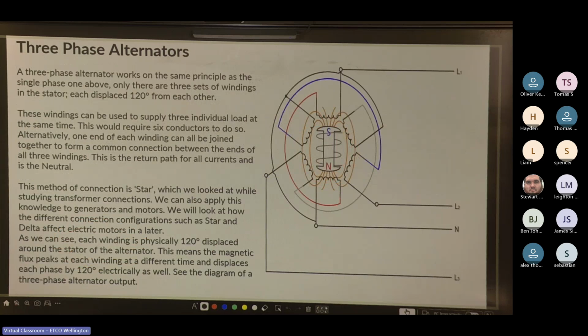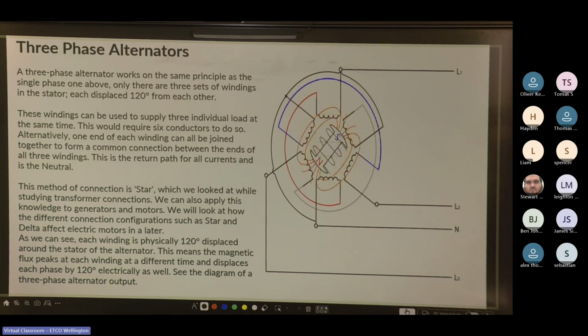Cool. And then we have three-phase alternators. A three-phase alternator works on the same principle as the single-phase one, only there are three sets of windings in the stator, each displaced 120 degrees from each other. These windings can be used to supply three individual loads at the same time, but this would require 6 conductors to do so. Alternatively, one end of each winding can all be joined together to form a common connection between the ends of all three windings. This is the return path for all currents and is the neutral.